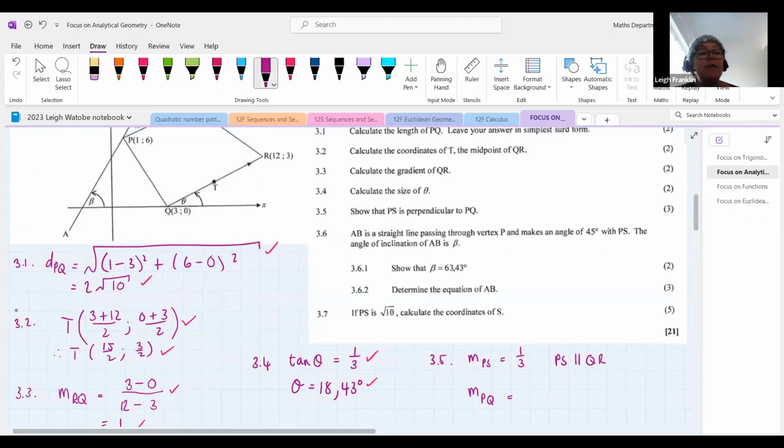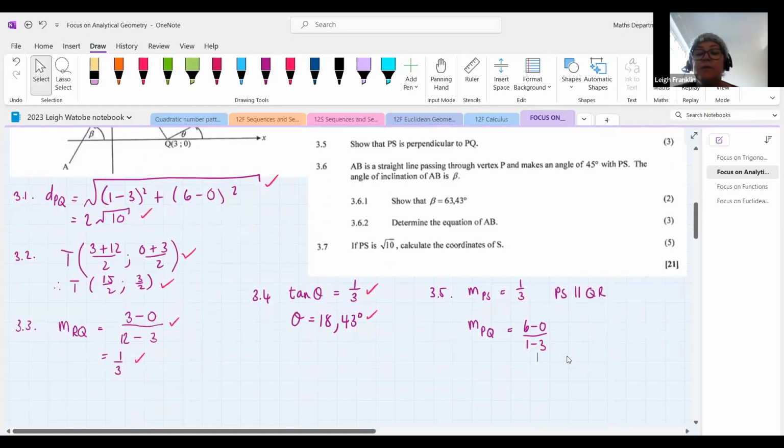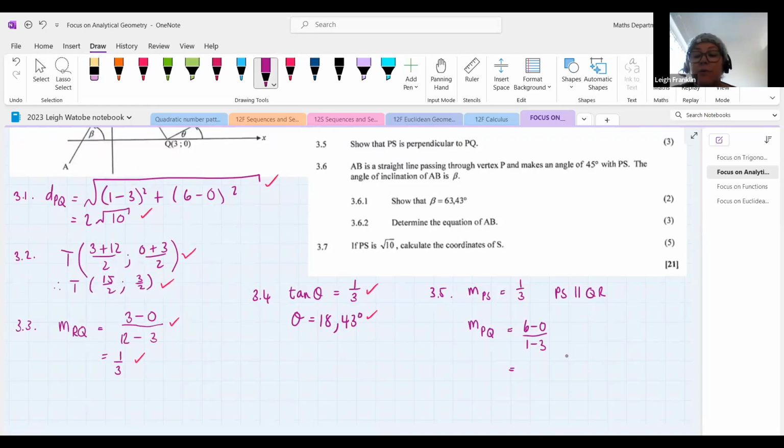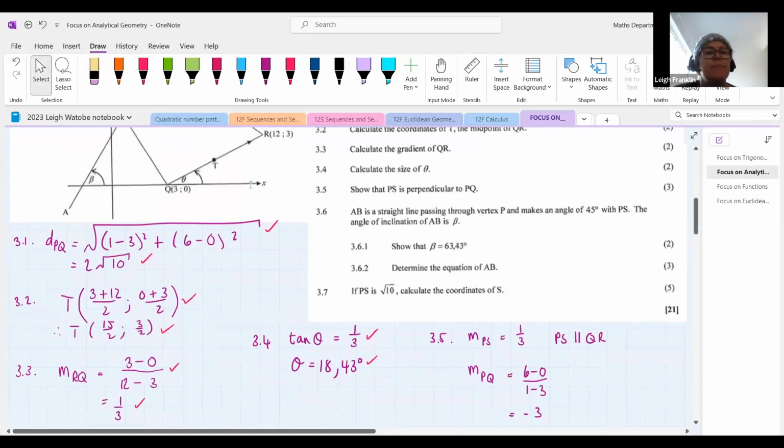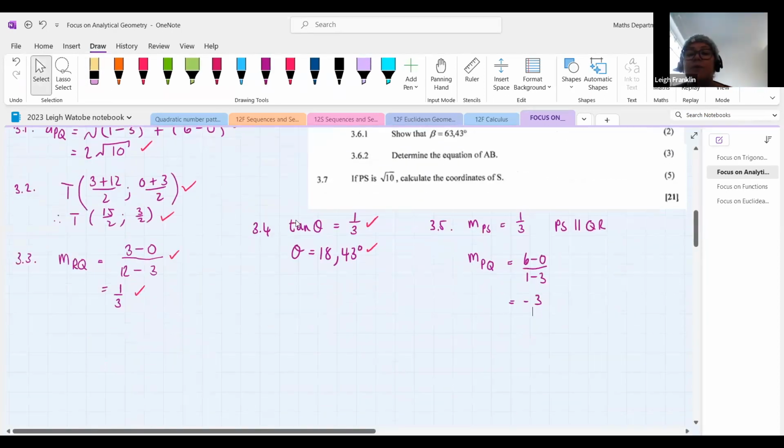Calculating the gradient of PQ, we would say 6 minus 0 over 1 minus 3. So this is going to give us a gradient of -3. 6 divided by, sorry, -2. Hang on, have I done something wrong here? No, sorry, 1 minus 3 is -2. So 6 divided by -2 is -3.